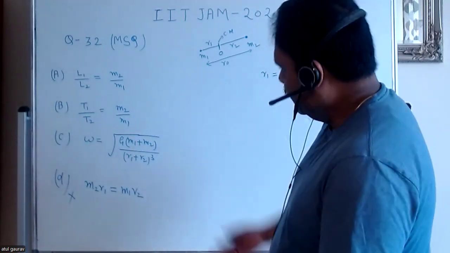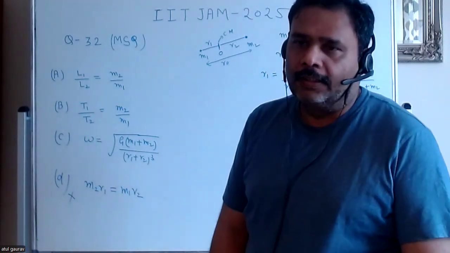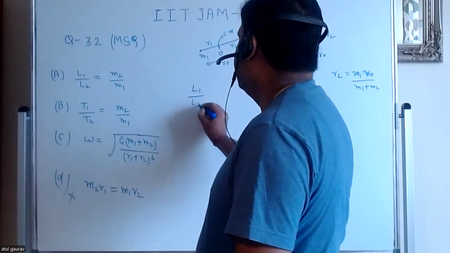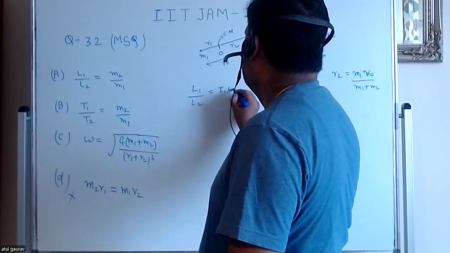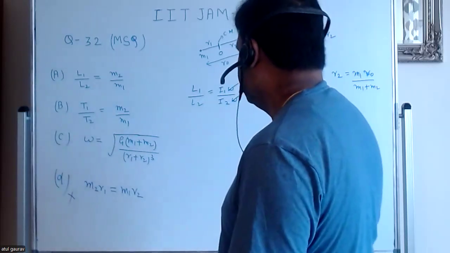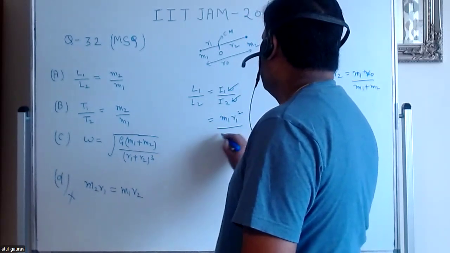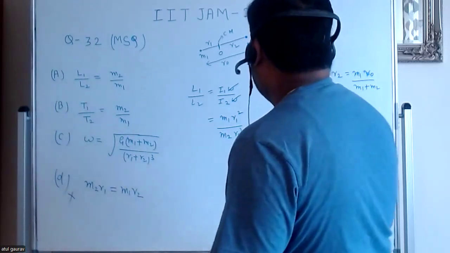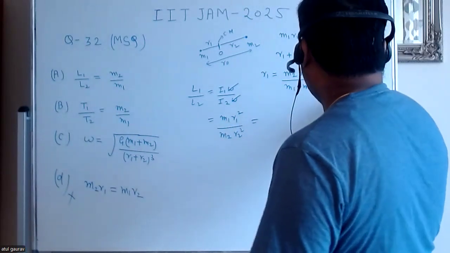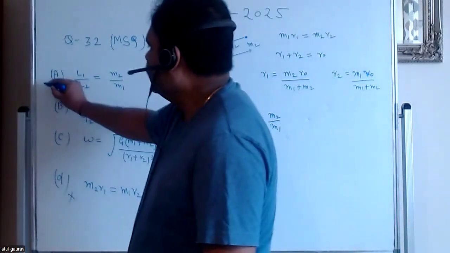And now we can easily check the first two options, and then we will go for the third option. The third option needs a little more information about this system. So what will be the angular momentum? L1 by L2 is equal to I1 omega by I2 omega. Hence the angular velocity is the same, so this is cancelled. This will be m1 r1 square by m2 r2 square. We can write r1 in the form of m2 and R0, and everything will cancel out. So this will be m2 by m1. So yes, option A is correct.